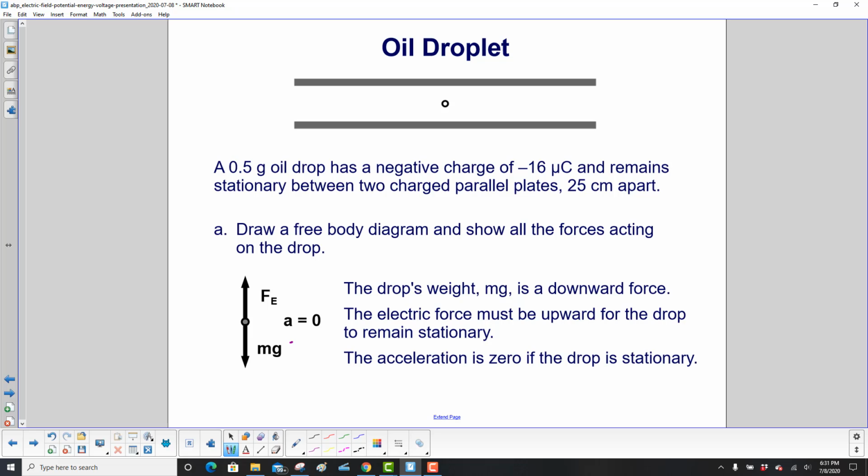Well, as always, start with the gravitational force here. mg is trying to pull the drop down. So for it to remain stationary, you need an electric force in the up direction, and since it's stationary, the acceleration is 0.